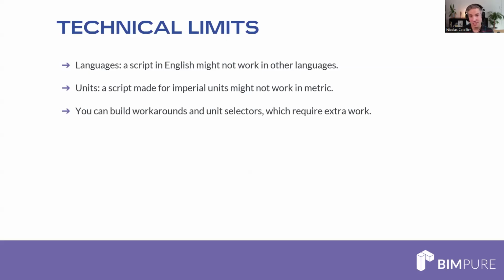And same thing for units. So if you have a script that works well in Imperial, it might not work in metric. It depends. If you are not using values in your script, you might be fine. But the moment you start to multiply by inches or millimeters, you might need some switches to flip between the different units. So that's just an extra thing to work around.